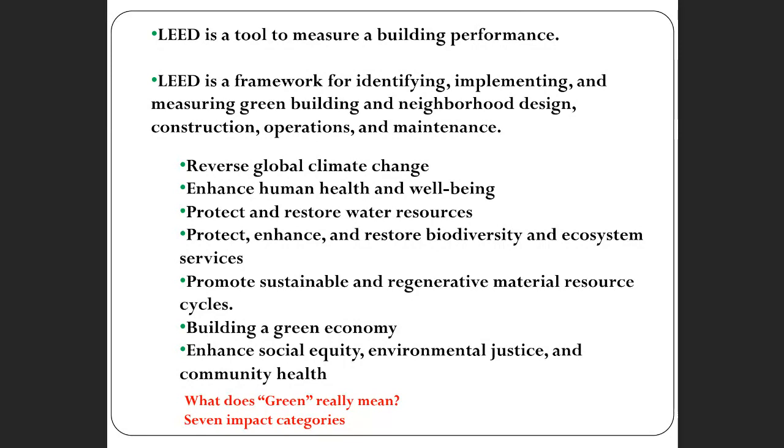So what are some of the places that the LEED rating system is looking to make an impact? Obviously, we want to reverse global climate change, enhance human health and well-being, protect and restore water resources. These are all the impact categories, all the things that we want our LEED certified building to do. Enhance and restore biodiversity and ecosystem services.